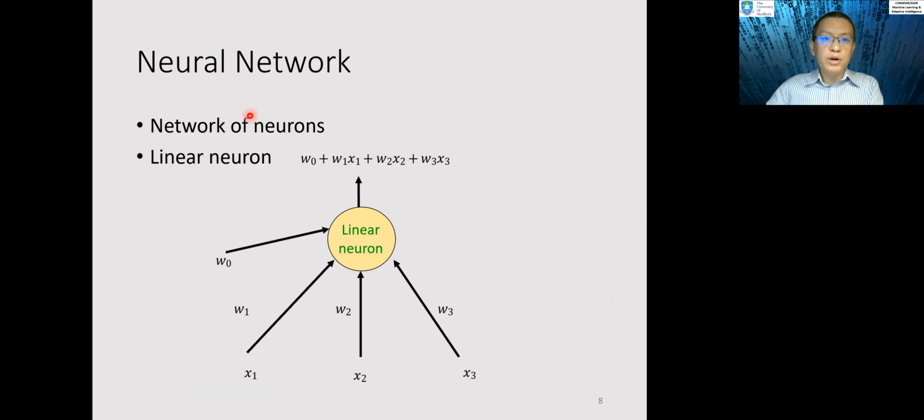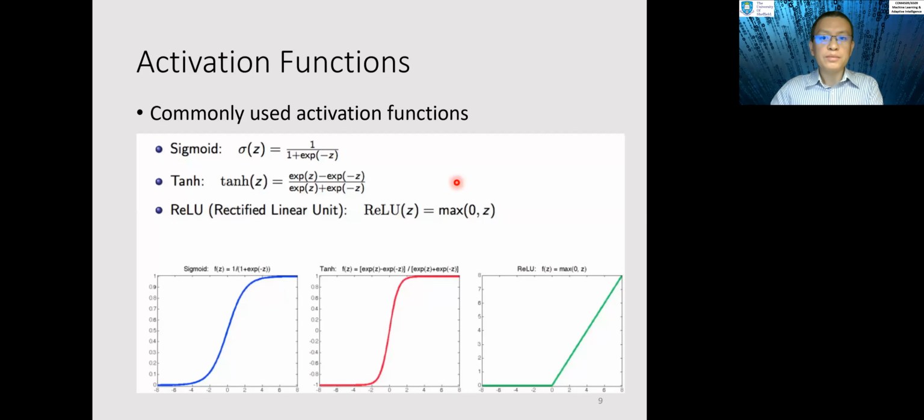So a neural network is basically a network of neurons. And the simplest neuron we have seen is a linear neuron, which is basically doing a linear combination of the inputs, as in linear regression and logistic regression. And then after the linear combination, typically we need to use an activation function to generate an output.